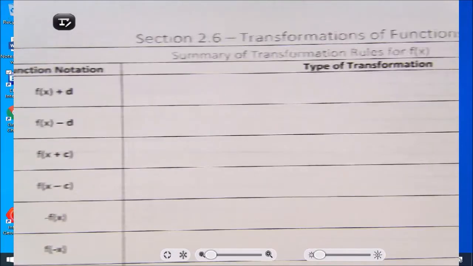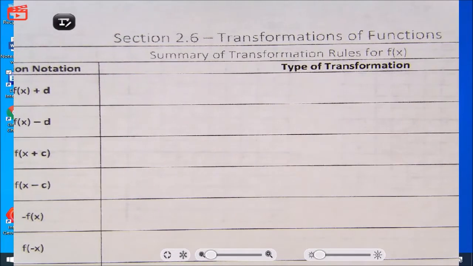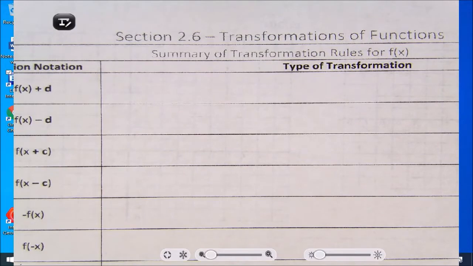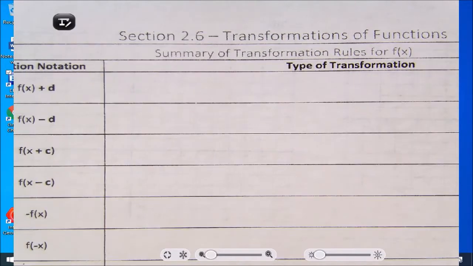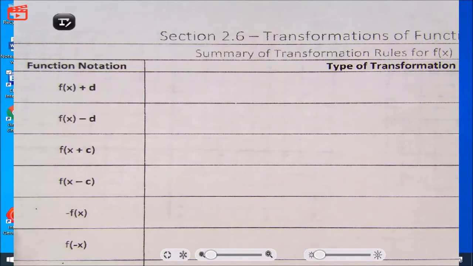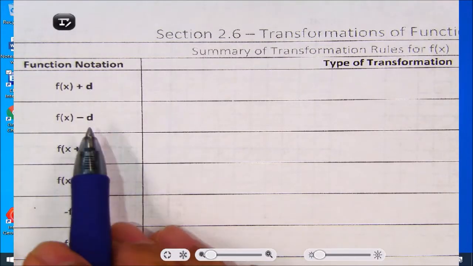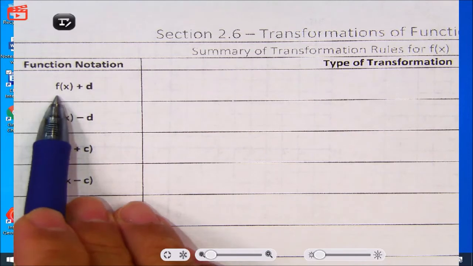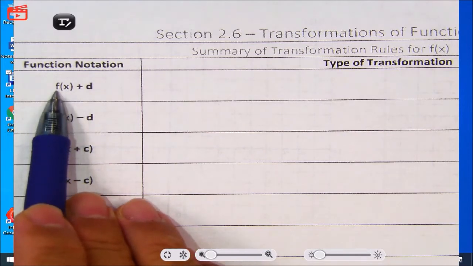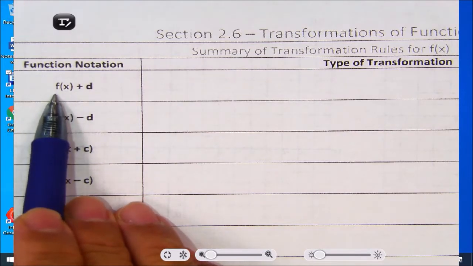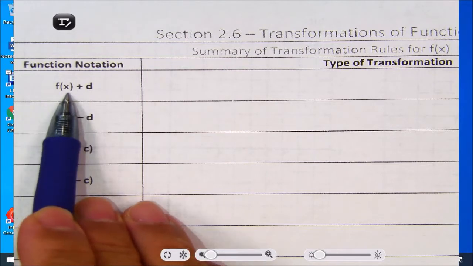All right, so we are doing transformation of functions. This is going to be graphical at first, and then we're going to do the other version. All right, so the functional notation looks like this. Reminder, what is functional notation? That means this is not f times x. This is f is the function name, and x is the input.